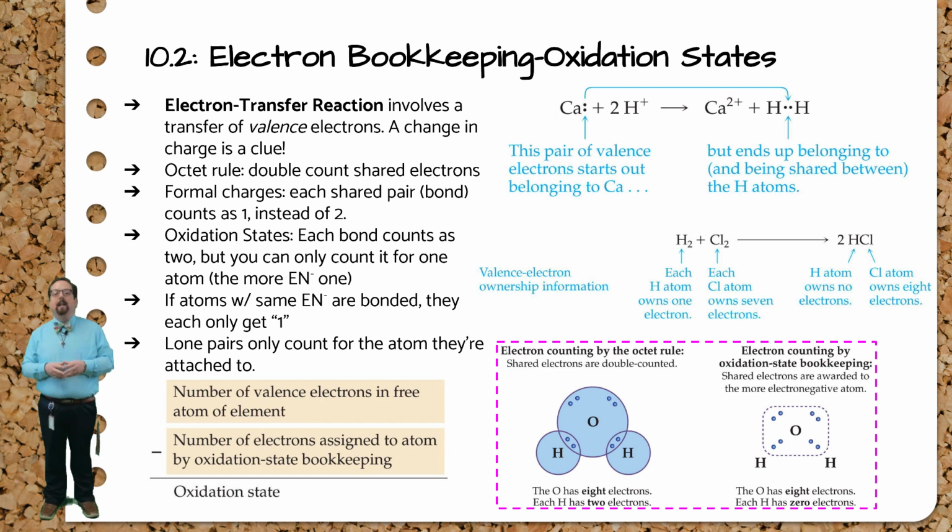As you might guess, an electron transfer reaction involves a transfer of valence electrons. If we see that a particular element on the reactant side of an equation has a different charge on the product side, that's a bright neon sign of a clue telling us that an electron transfer reaction must have taken place. In order to understand how these electron transfer reactions occur, we've got to understand how to assign oxidation states. Oxidation states are just positive, negative, or neutral numbers that we give to atoms in a molecule or compound based on how many electrons we assign to those atoms.